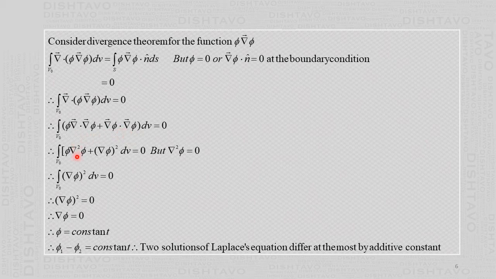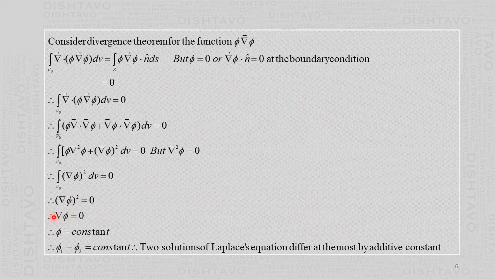Then del dot del is del square, and grad phi dot grad phi is del phi whole square, just like vector a dot vector a is a square. Same way we get it here. But del square phi equal to 0 because phi is the solution of the Laplace equation. So this is 0. So the first term is 0. The second term is here. So volume integral of second term, del phi square dv, equal to 0. Now when the integral of the quantity is 0, that means that quantity is equal to 0. So here del phi square equal to 0. So del phi equal to 0.